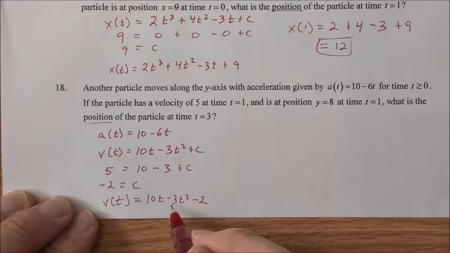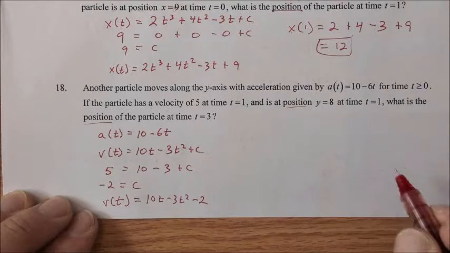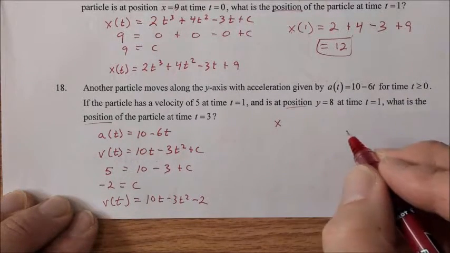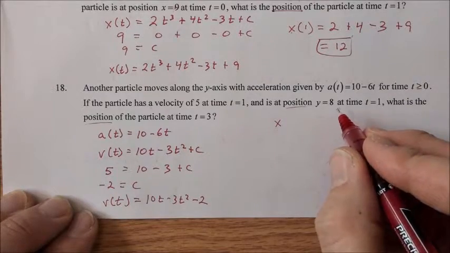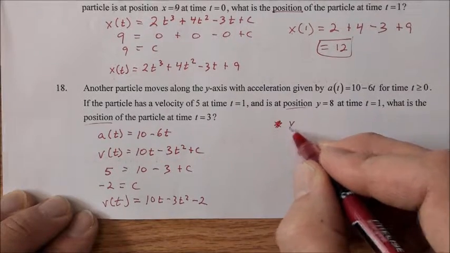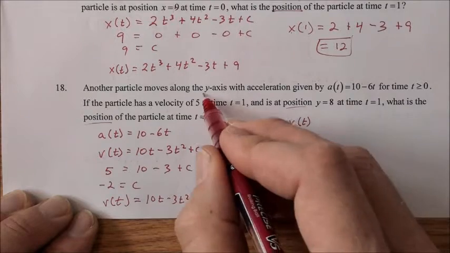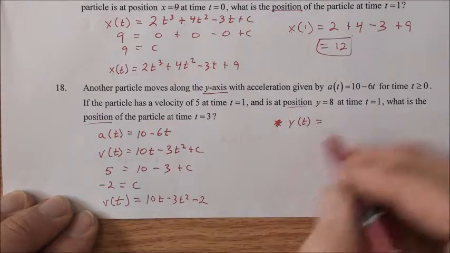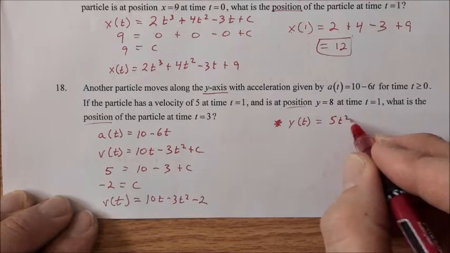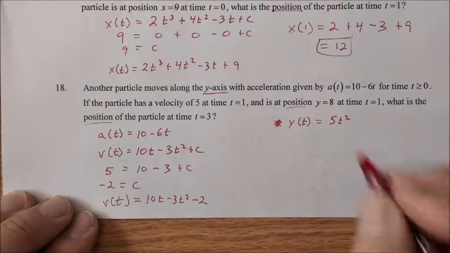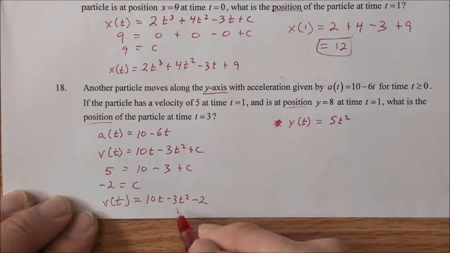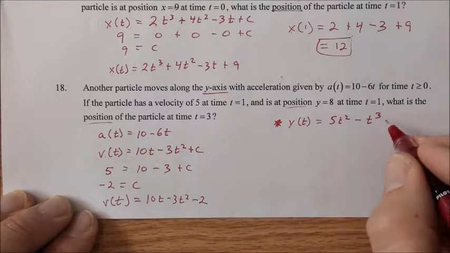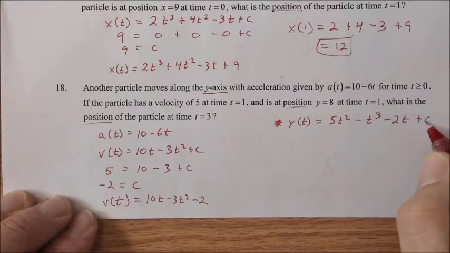Now that we have v of t, we can then get our position. And so here we go. X of t, I guess technically, well, position is y. I was moving along the y-axis. Yep, let's make this y of t. So y of t, just because we're moving along the y-axis, is going to be the antiderivative of 10t, which is going to be 5t squared, or 10t squared over 2, but we simplify to 5t squared, minus 3t squared is going to become t cubed, minus 2 will become minus 2t, and then we need our plus c at the end.